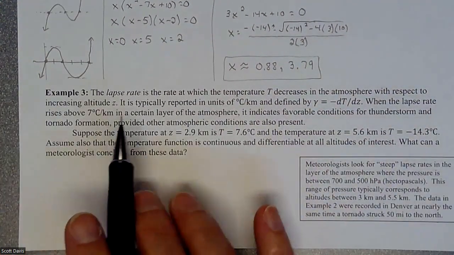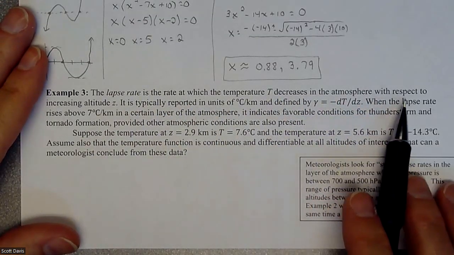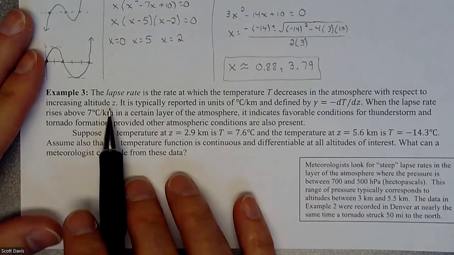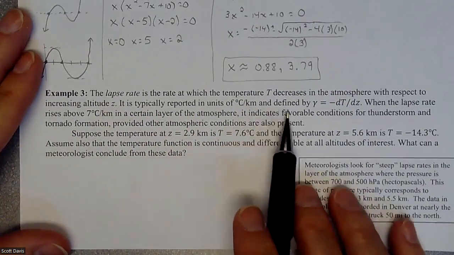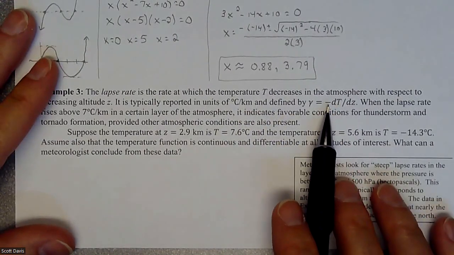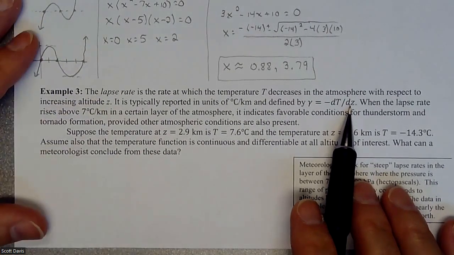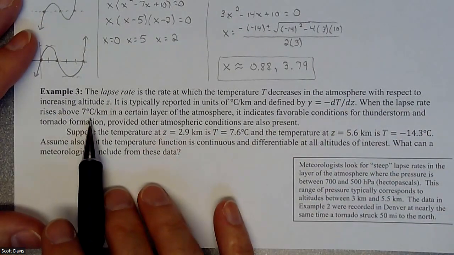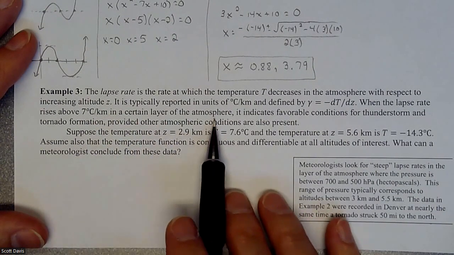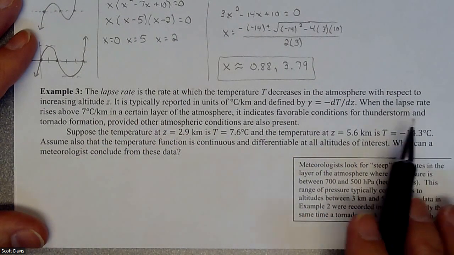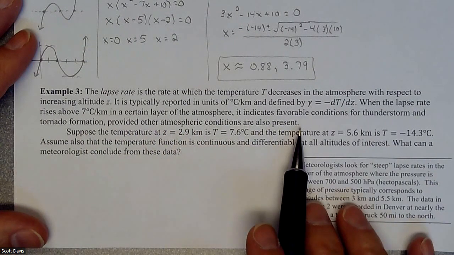So the situation is the lapse rate is the rate at which the temperature decreases in the atmosphere with respect to an increasing altitude. It is typically reported in units of degrees Celsius divided by kilometers and defined as a negative change in temperature related to altitude. When the lapse rate rises above 7 degrees Celsius per kilometer in a certain layer of the atmosphere, it indicates favorable conditions for a thunderstorm and tornado formation, provided other atmospheric conditions are also present.